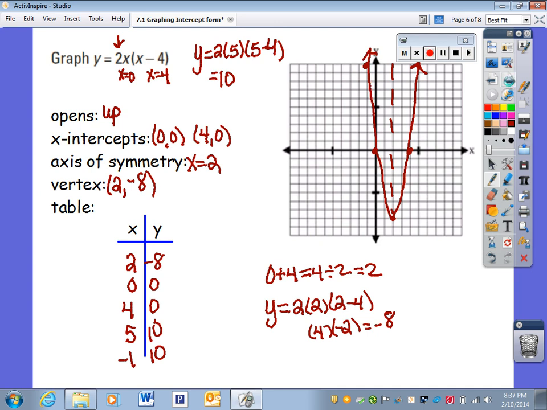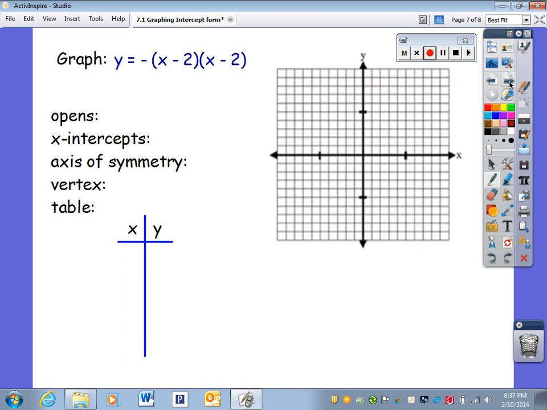Let's take a look at our last example. So we have y equals -x minus 2 and x minus 2. Taking a look at the leading coefficient of -1, this time since it's negative, we know our parabola is going to open down. Now we have x minus 2 and x minus 2, so if I set these equal to 0 and solve by adding 2 to both sides, we get the same exact answer. So that means that we have only one x-intercept this time, which is at 2, 0.